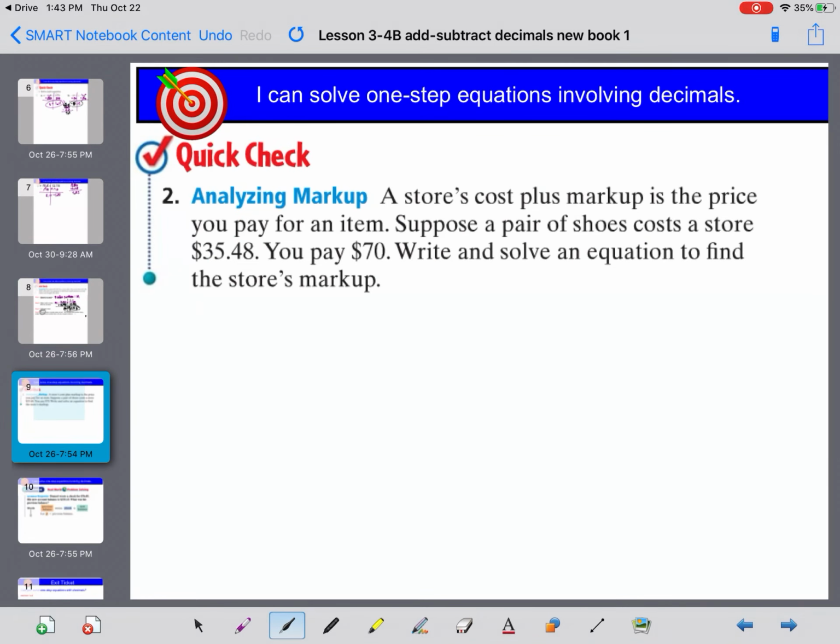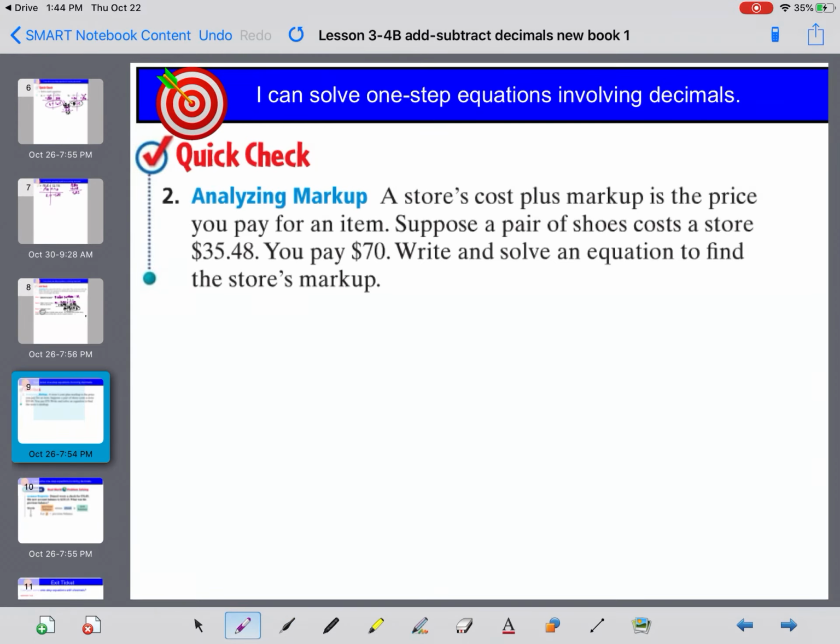Here's another example. A store's markup, or store's cost plus markup, is the price that you pay for an item. Maybe you didn't realize that, but the money that you spend on anything at any store is not the exact same amount the store paid for it when the store bought it. The store didn't actually make a lot of the things in their store. Instead, they buy it from a manufacturer. They get a discount from the manufacturer, and then they charge more than it cost them to buy it. The difference is what makes the store money.